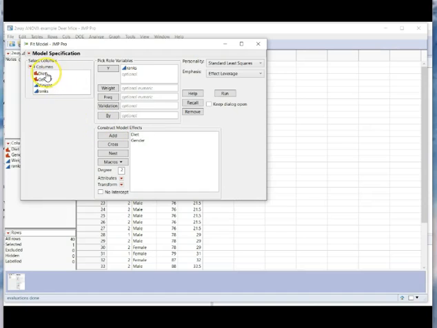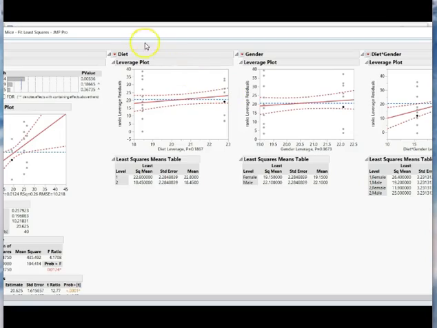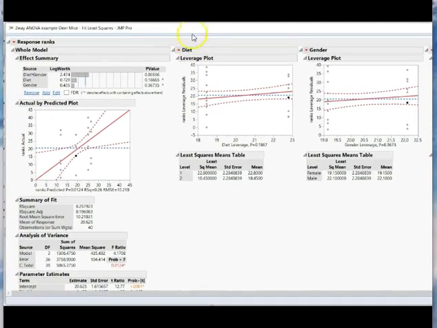And in JMP, it's really pretty straightforward. I just highlight, I held down the control button there, I highlight the two variables I'm interested in, and I just ask to cross them. And there they are. I now have the interaction term added to my model here. So now when I run this, I'm going to see the output again for that full model, right?